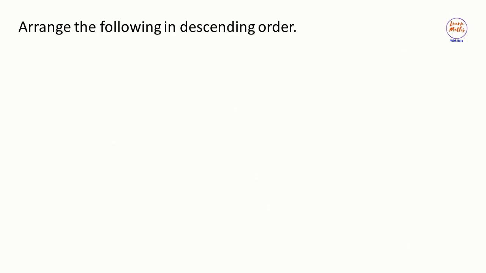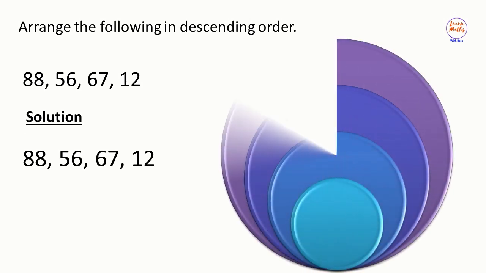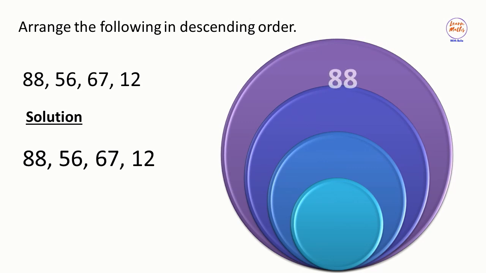In the next example, we are asked to arrange the following in descending order, and here you have 88, 56, 67 and 12. Now don't forget that, like I said in the previous example, always look out for the first digits. Check the first digits, are they the same for everything? No. Here you have 8, 5, you have 6 here, and you have 1, so they are not the same.